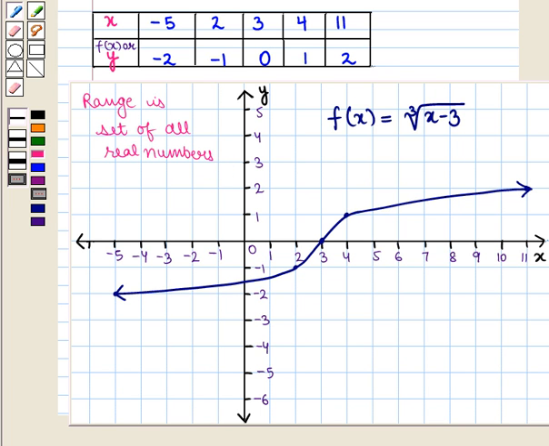Thus, in this session, we have discussed how to graph square root and cube root functions.